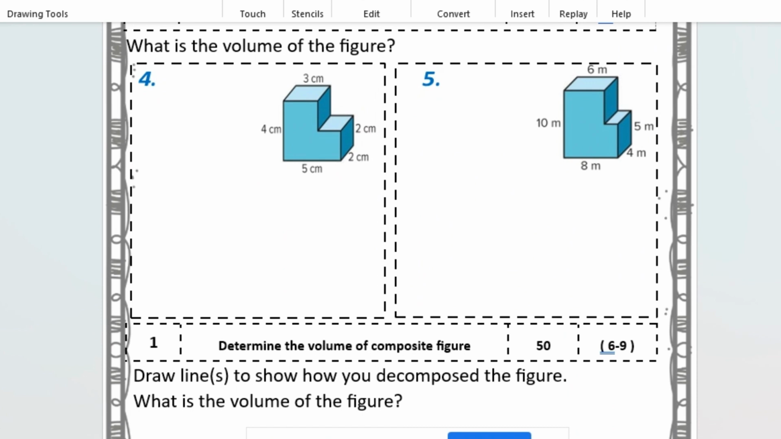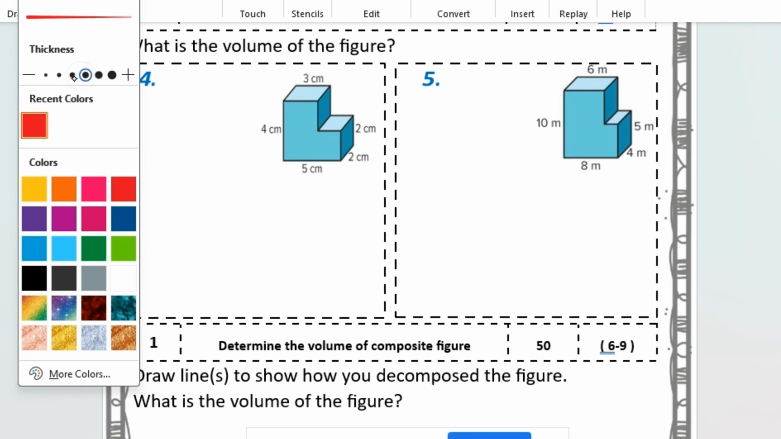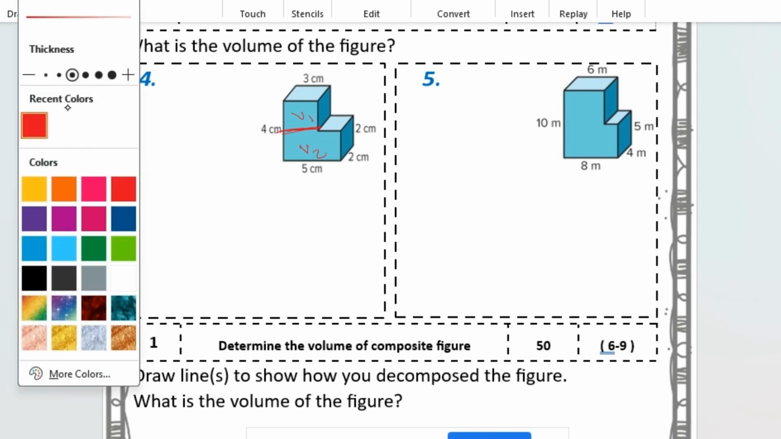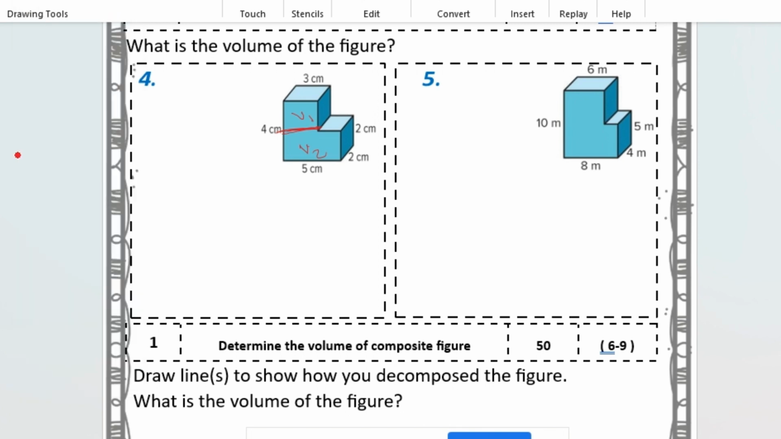Here we have a composite figure. We want the volume of that figure. So what do we do? The first step, we decompose the shape into the shapes that we know. So I'm going to draw a line here. So we have here V1, which is the volume for shape 1, and V2, which is the volume for shape 2. And the next step here is to find each volume.